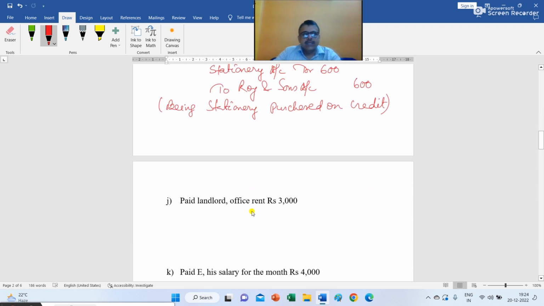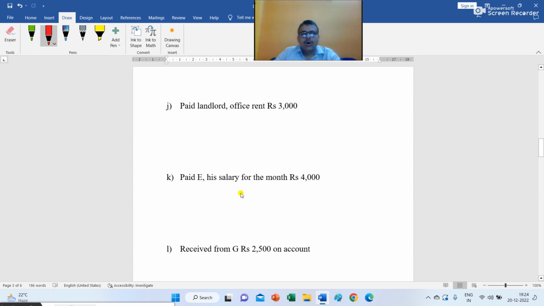Next transaction is paid landlord office rent rupees 3000. So there is again an outflow of cash. So cash will be credited and cash is paid for rent. So rent is a nominal account. So rent account debit 3000 to cash account rupees 3000. And your narration is being rent paid.